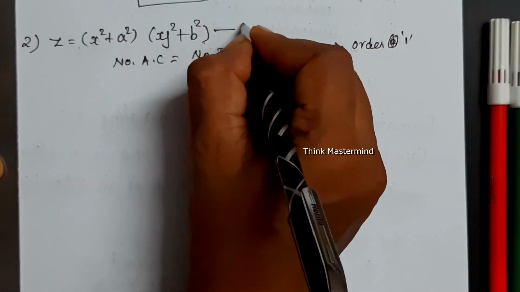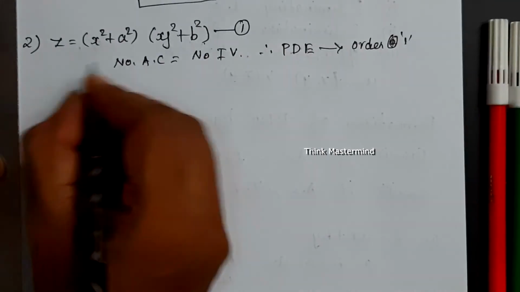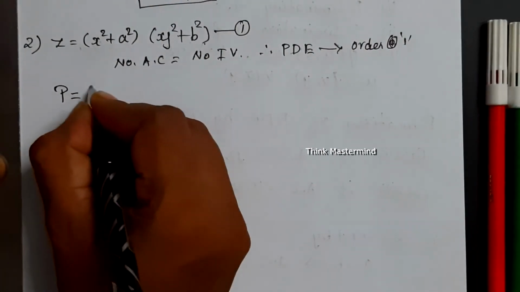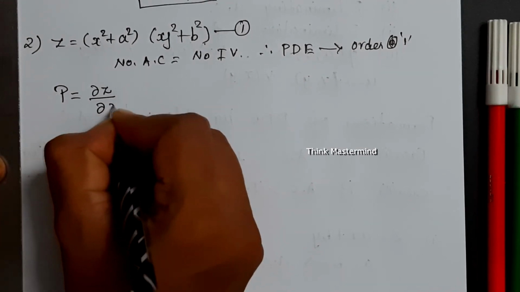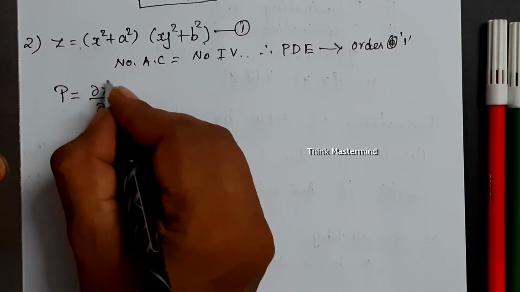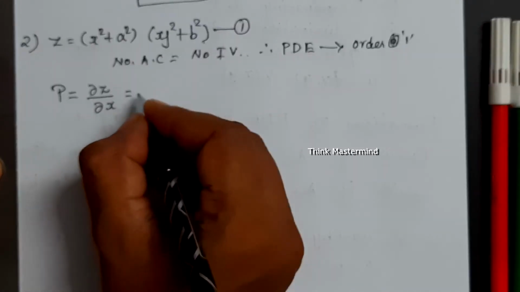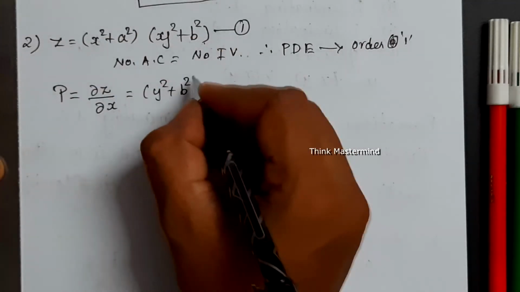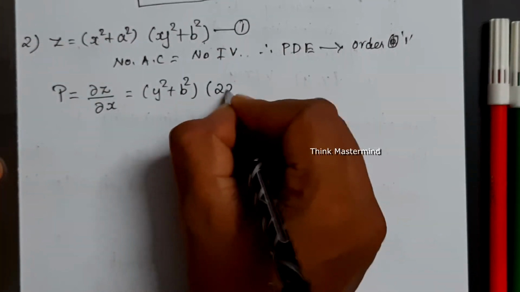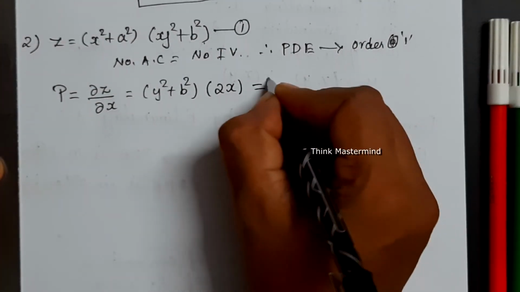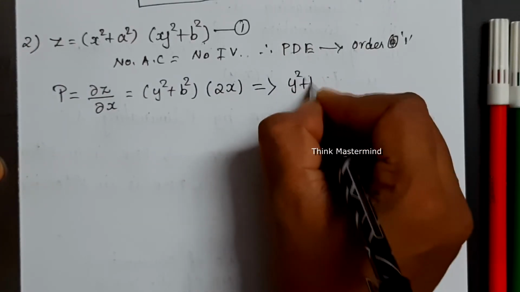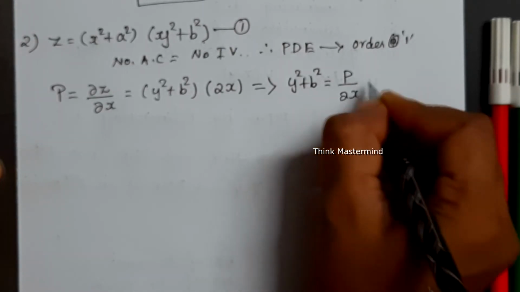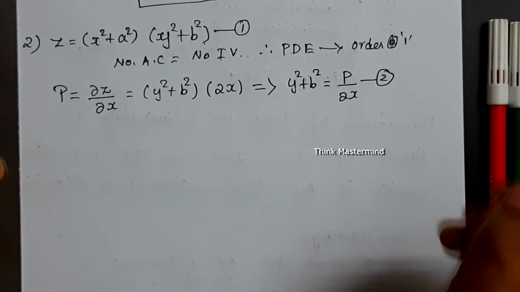I am marking this equation as 1 and differentiating the equation with respect to x. We know that p is denoted as dou z by dou x, that is differentiating with respect to x, keeping this term as a constant, y squared plus b squared is constant. Now differentiating this, you get 2x, that implies y square plus b square is equal to p by 2x. It is marked as equation 2.